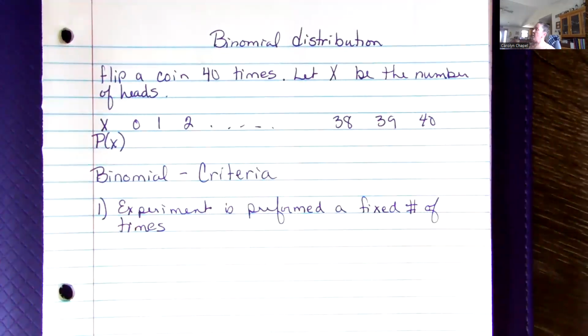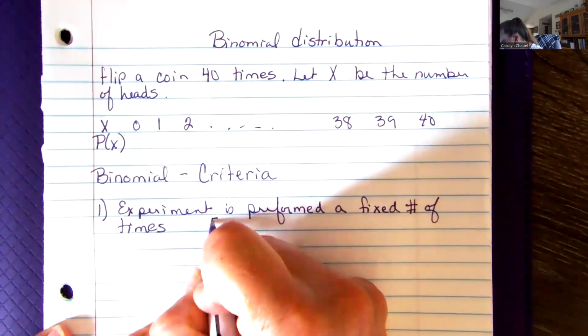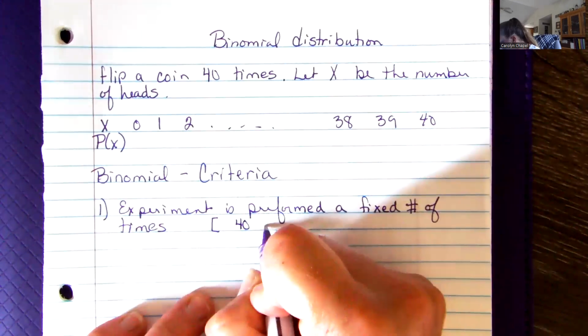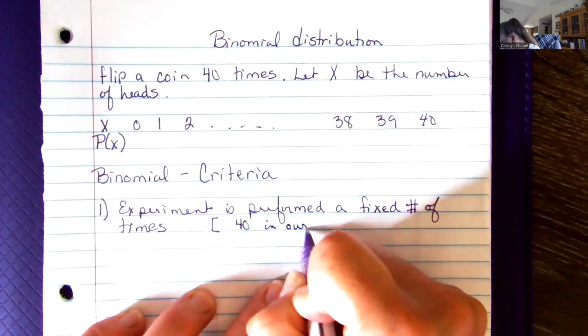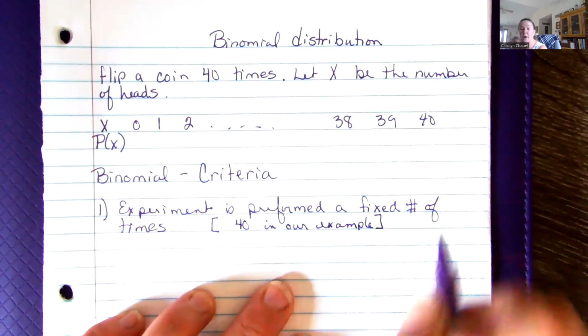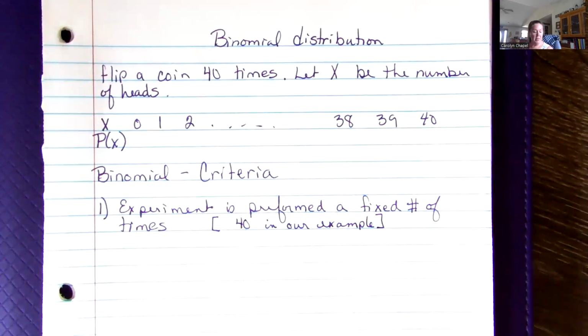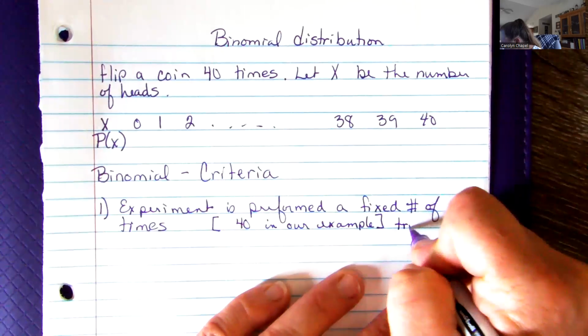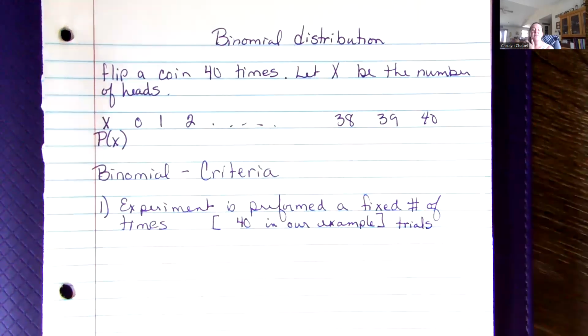So for our case, this fixed number of times is the number of times we're going to flip this coin. So for our example, we have 40. We sometimes want to call this the number of trials that we have. So we have a finite number of trials.